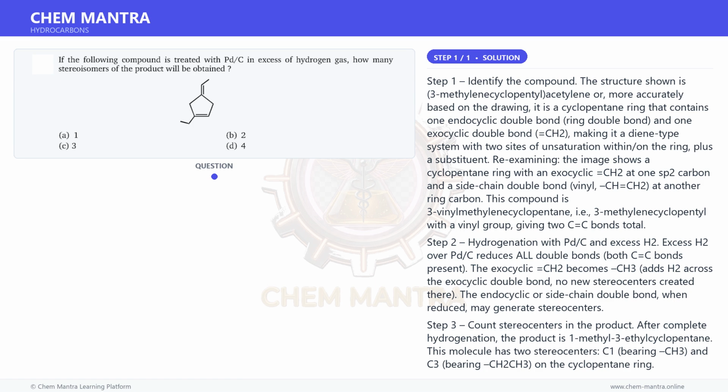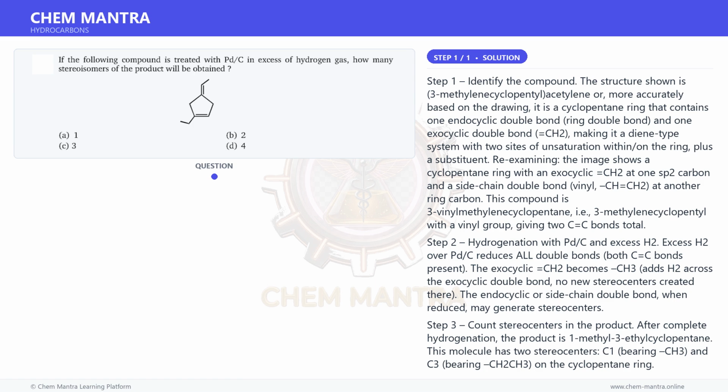Step 2. Hydrogenation with Pd/C and excess H2. Excess H2 over Pd/C reduces all double bonds, both C=C bonds present. The exocyclic =CH2 becomes CH3, adding H2 across the exocyclic double bond, with no new stereocenters created there. The endocyclic or side chain double bond, when reduced, may generate stereocenters.